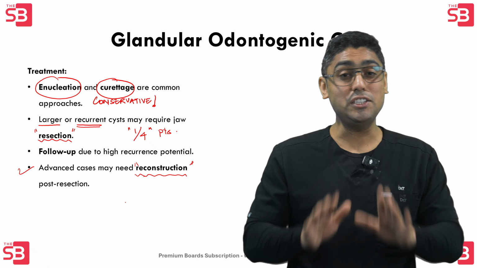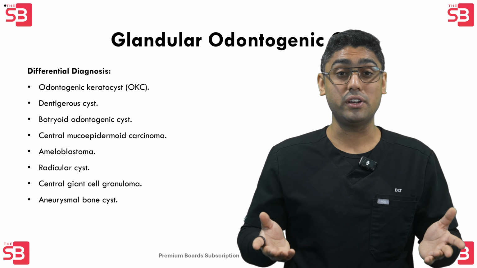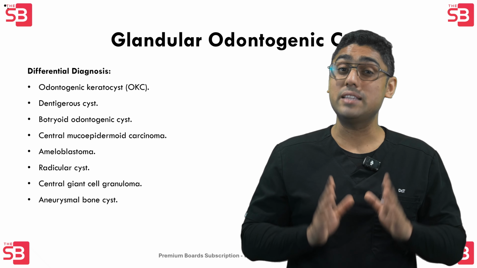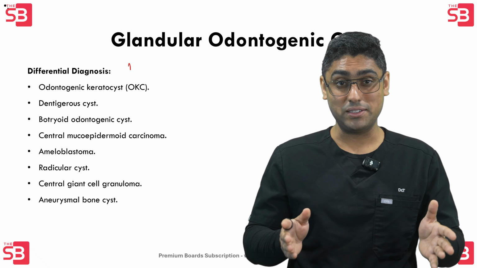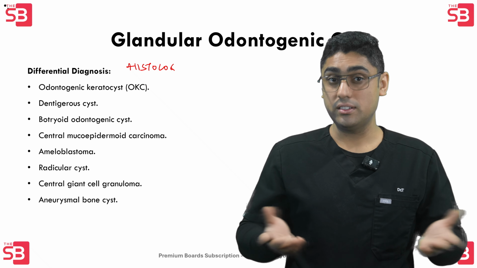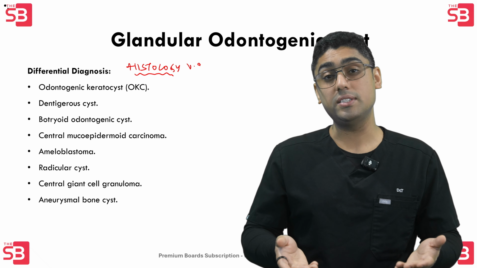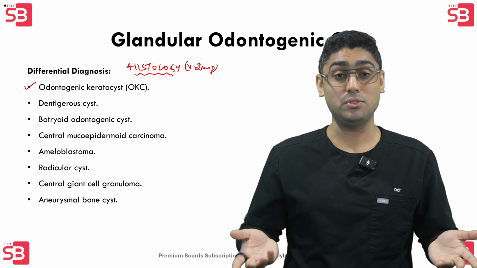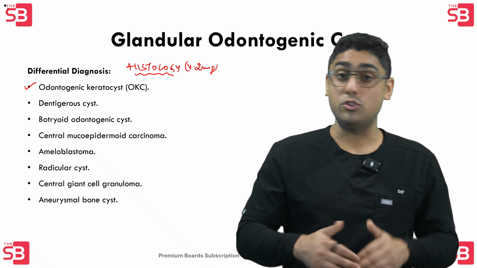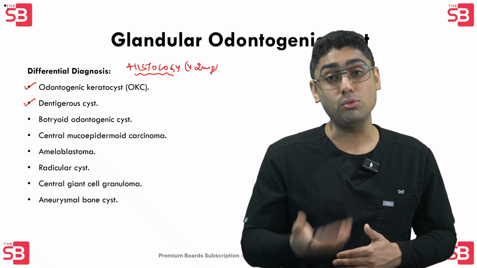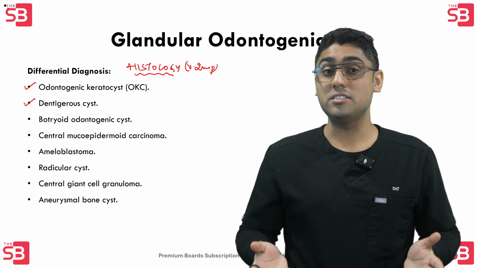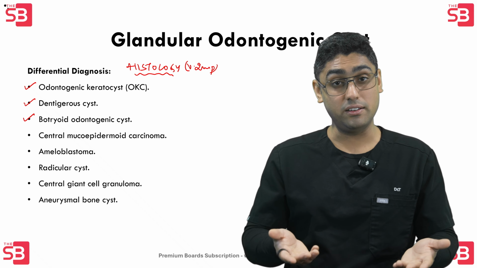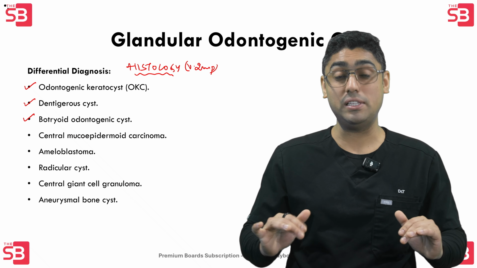Now let's look at the differential diagnosis of GOC, because on the radiograph, several jaw lesions can look pretty much similar. That's why histology becomes absolutely critical to tell them apart. An odontogenic keratocyst, OKC, can show a multilocular radiolucency, but its lining is corrugated and parakeratinized, not gland-like like GOC. A dentigerous cyst normally wraps around the crown of an unerupted tooth and does not have mucous cells. Then there is the botryoid odontogenic cyst, a multilocular lateral periodontal variant. Again, no goblet cells and no epithelial plaques.